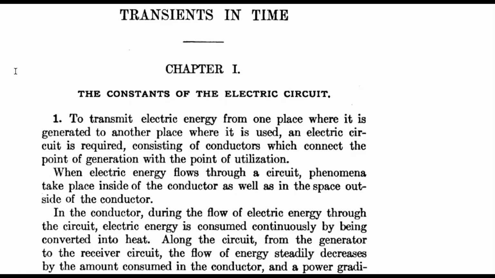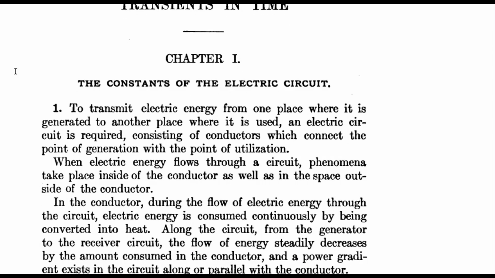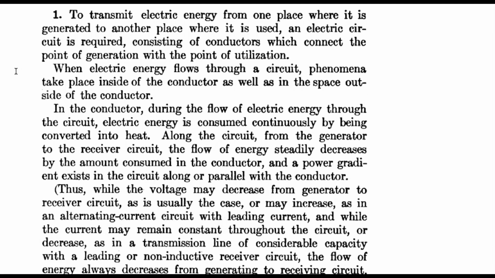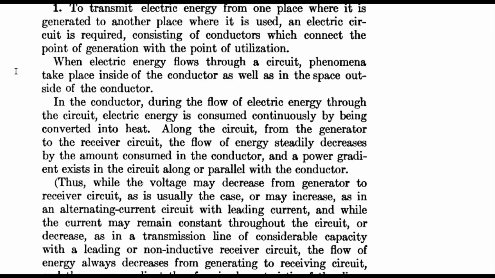When electric energy flows through a circuit, phenomena take place inside of the conductor as well as in the space outside of the conductor. In the conductor, during the flow of electric energy through the circuit, electric energy is consumed continuously by being converted into heat. Along the circuit, from the generator to the receiver circuit, the flow of energy steadily decreases by the amount consumed in the conductor, and a power gradient exists in the circuit along or parallel with the conductor.